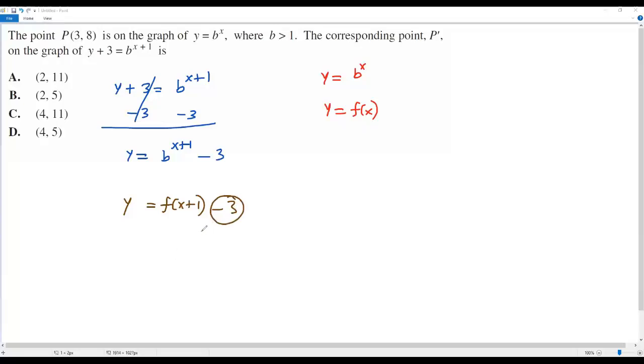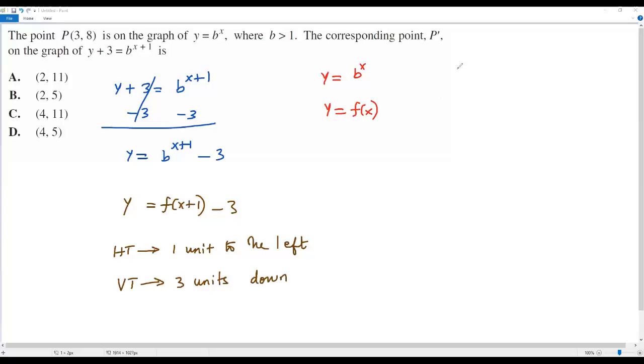And this -3 tells me the vertical translation of 3 units down. That is, the graph has to be shifted 3 units down. So there are two transformations. The horizontal translation is 1 unit to the left. Vertical translation is 3 units down.